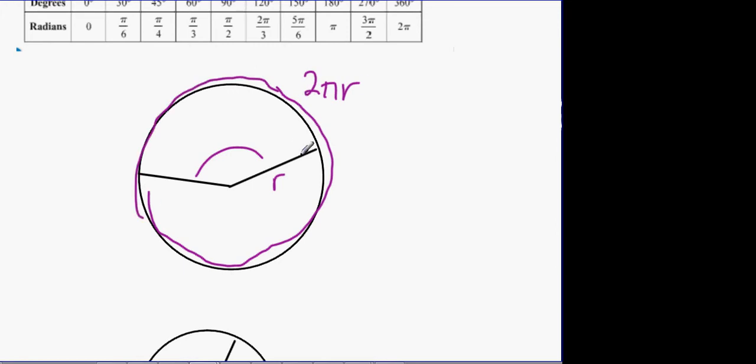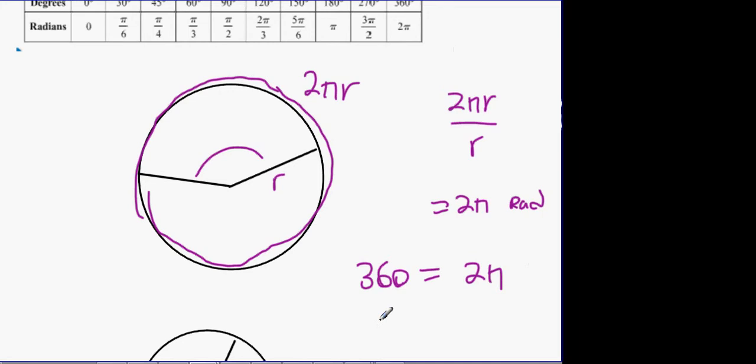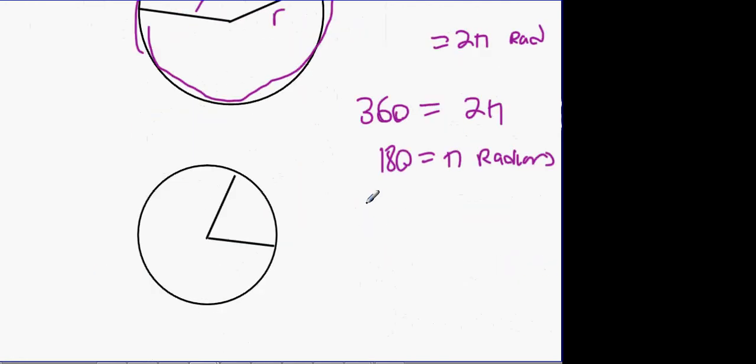Now, the whole circle itself is 2 pi r. So how many radians in this full circle? 2 pi r divided by r, which means just 2 pi radians in a full circle. How many degrees in a full circle? 360. So 360 equals 2 pi, divide by 2, 180 degrees equals pi radians. It's basically the same thing as saying that 30 centimeters equals 1 foot. It's just an equivalent measurement, okay? So 180 degrees equals pi radians.